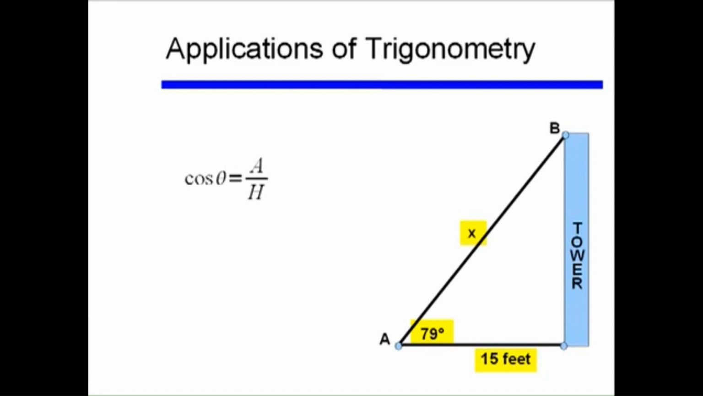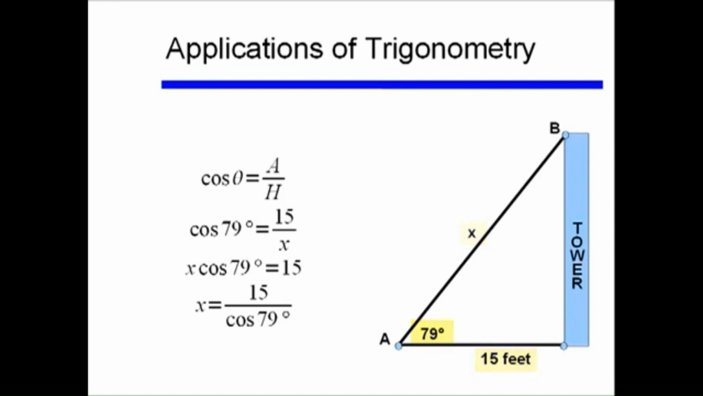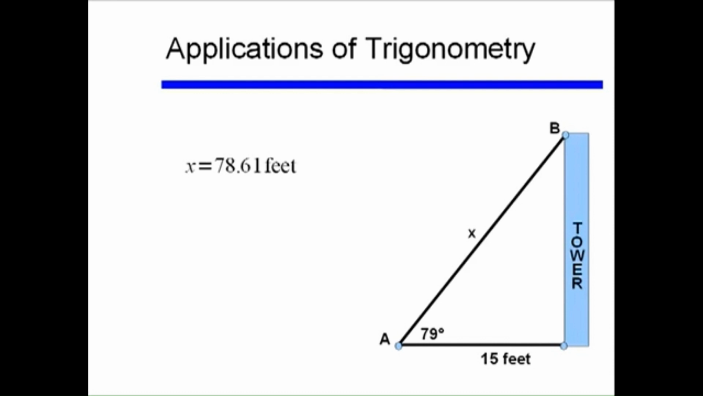Well, that will be my cosine, because cosine of an angle theta is equal to the adjacent side over the hypotenuse. And in this case, I have the cosine of 79 degrees is equal to my adjacent side 15 divided by x, the hypotenuse. If I cross multiply, I get x times cosine of 79 degrees is equal to 15, or x is equal to 15 divided by cosine of 79 degrees. And I'm assuming at this point that you're comfortable enough with your calculator that you don't need me to demonstrate it anymore. If we type that into our calculator, assuming we're in degree mode, we'll get an answer of 78.61 feet.